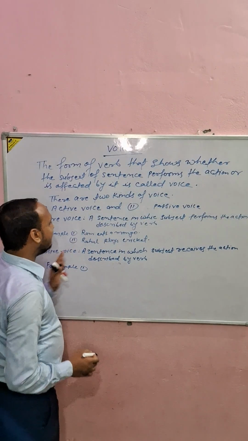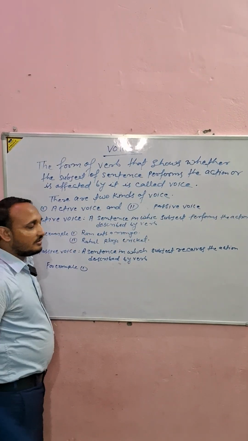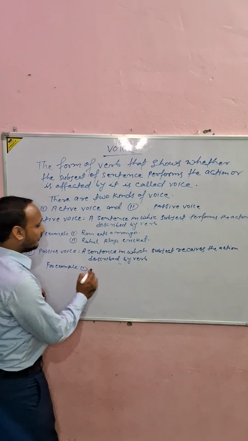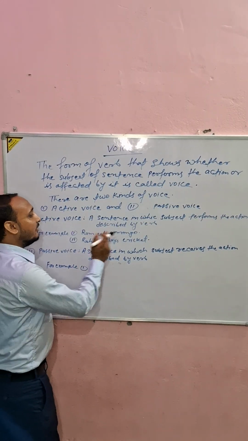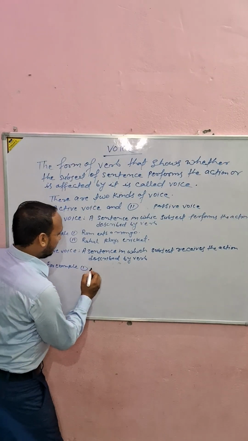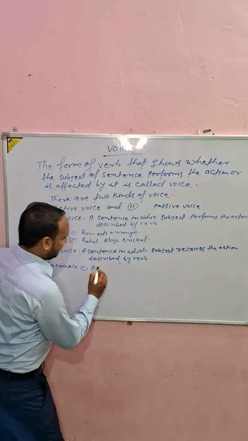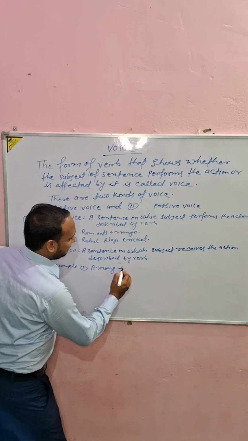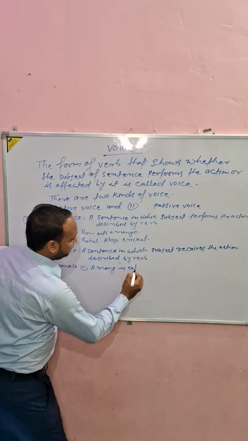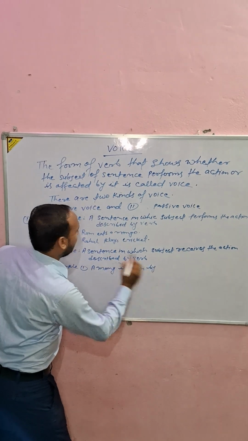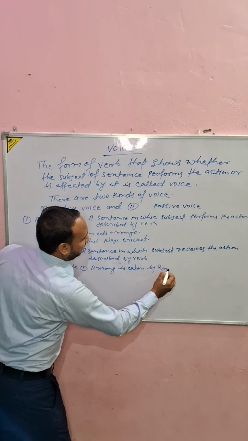Ram eats a mango. Here it is in active voice. Now I'm going to write the passive voice of it, passive voice simply. A mango is eaten by Ram.